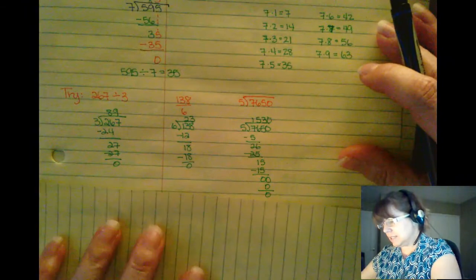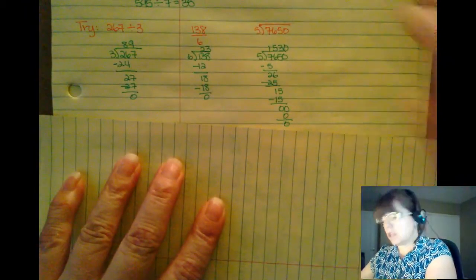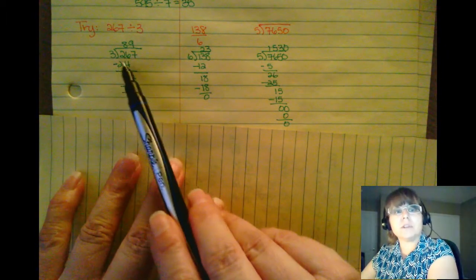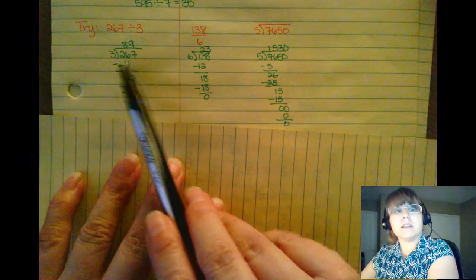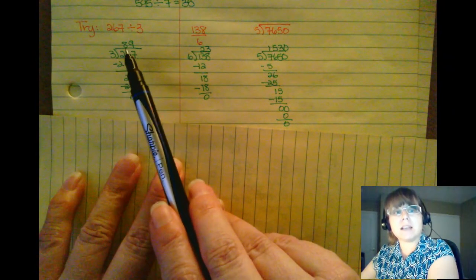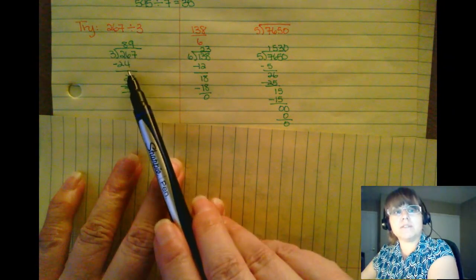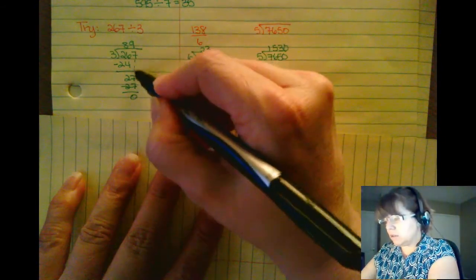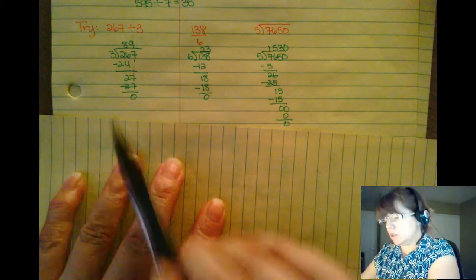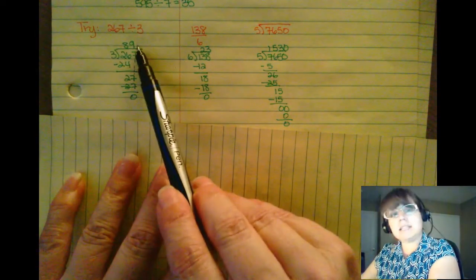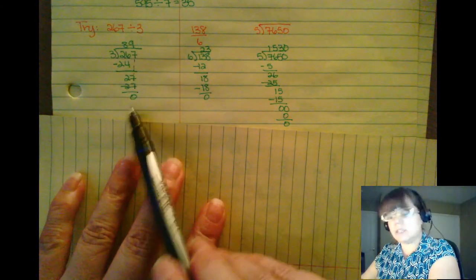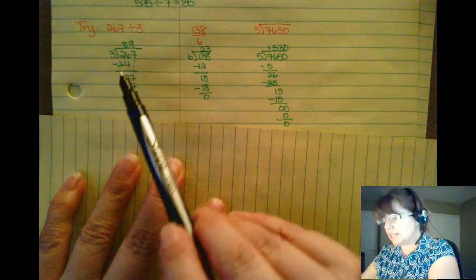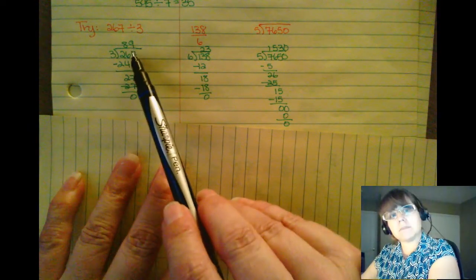Okay, so let's go through these one at a time. 3 into 267. 3 doesn't go into 2, so now we look at the 26. 3 goes into 26 8 times, because 3 times 8 is 24. We take the difference. It's 2. We bring down the 7. 3 goes into 27 9 times. 3 times 9 is 27, and we subtract, and we are left with 0. Perfect. So 3 divides 267 89 times.